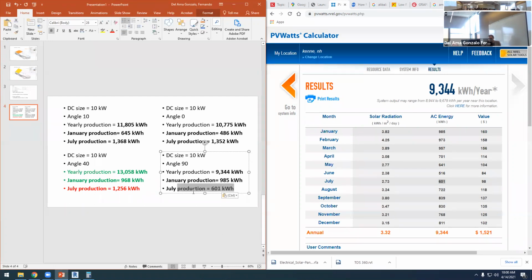So now, what do we do? Why am I doing this? Now we have another parameter that we don't have here. It's the money. Usually the cheapest thing is to use a horizontal array. Okay, so with an angle of 0, especially if I have a flat roof, like there is in this building.